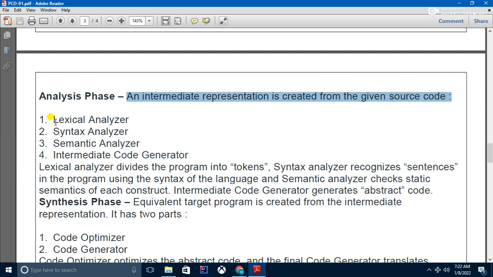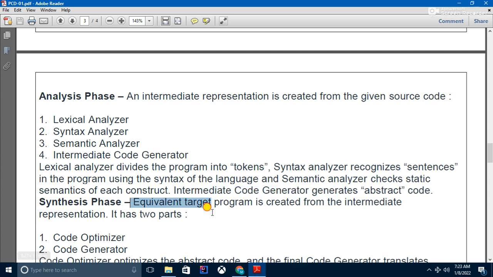In that, the lexical analyzer divides the program into tokens. The syntax analyzer recognizes sentences in the program using the syntax of the language, the semantic analyzer checks the static semantics of each construct, and the intermediate code generator generates abstract code.